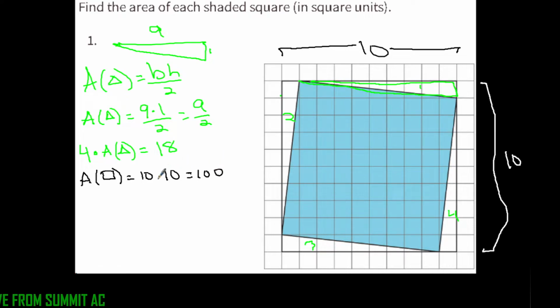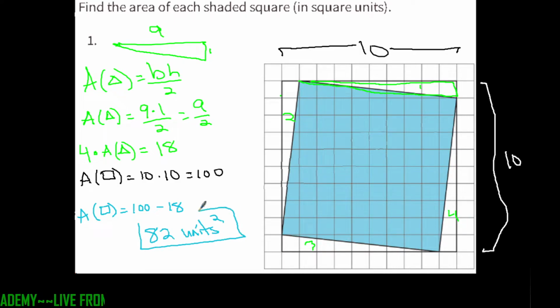And this is helpful because I can subtract these two. So I can find the area of my smaller shaded region, that square inside. What do we have? 100 minus 18, which is 82 units squared. So you're going to do this for each of those squares. You find the area of each square and shade it in.